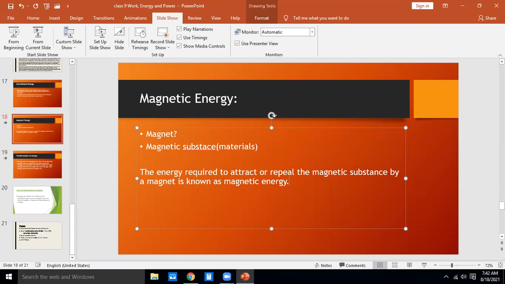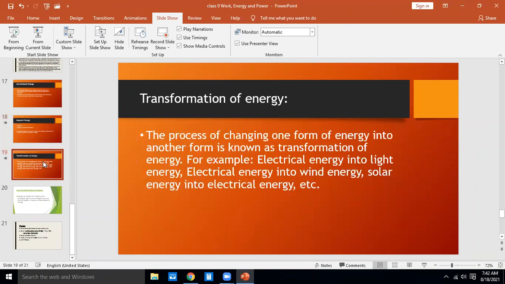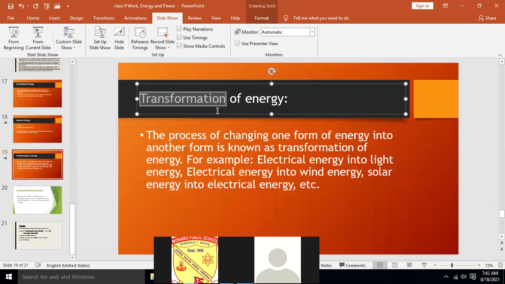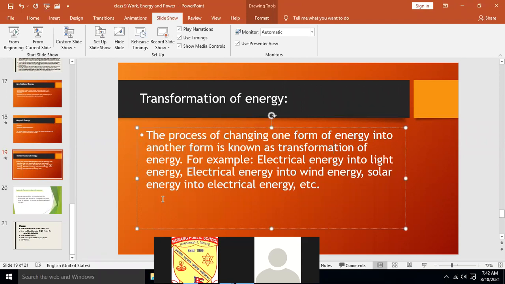Now, furthermore, I'm going to discuss the next topic, which is related to the transformation of energy. May we go there? Yes, sir. Okay. Now, what is transformation of energy? Transformation means change. Simple. It means changing of energy, and changing of energy must be from one form to another. So the process of changing energy from one form to another is known as transformation of energy.